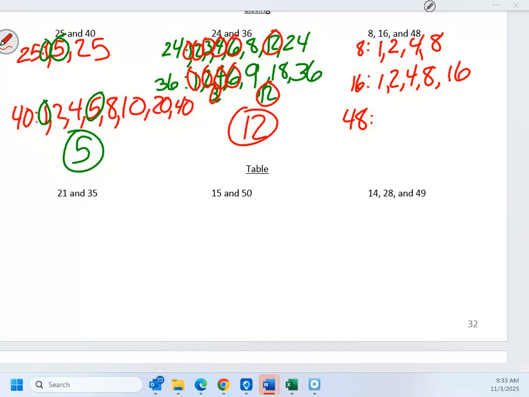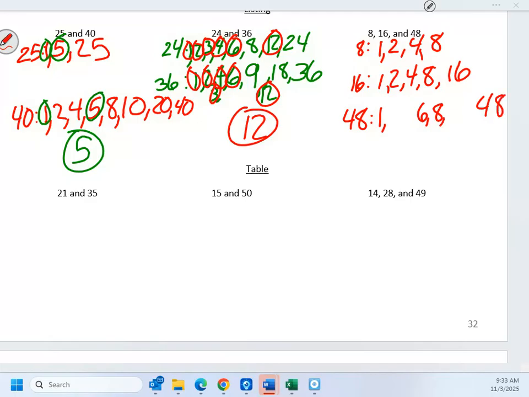All right, factors of 48. Easiest one? Easiest factor buddy set. 8 times 6. Not the easiest one, but yes, 8 times 6. Michael, 1 times 48.